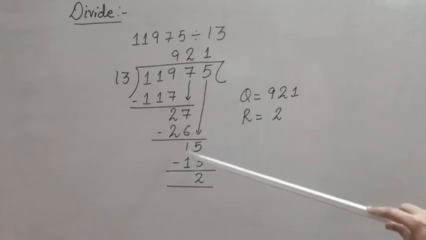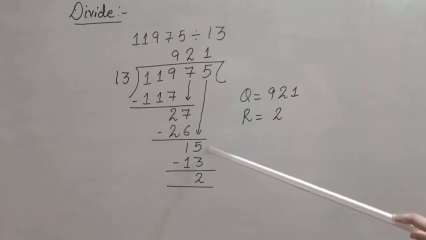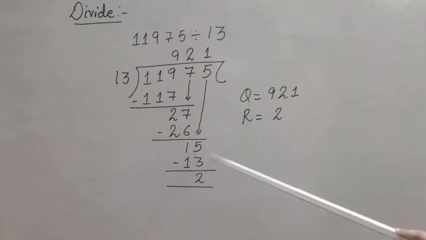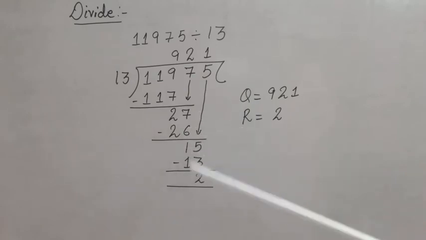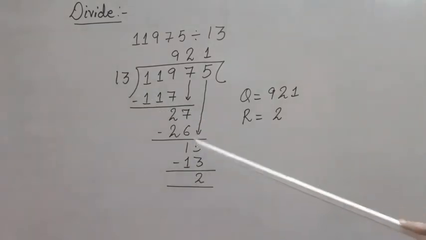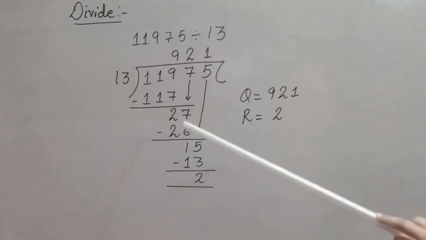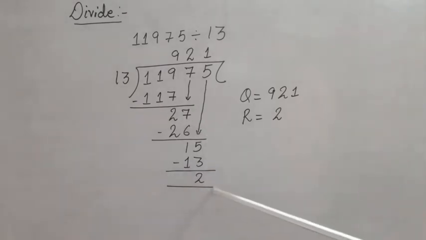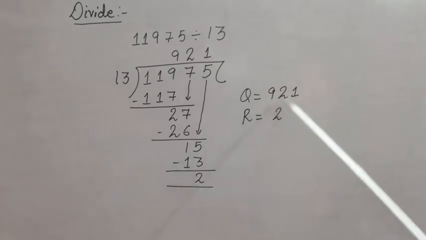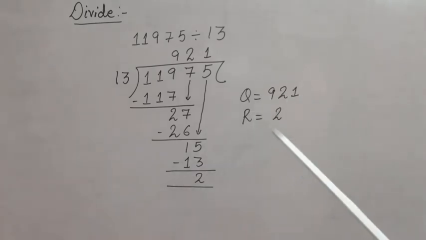7 minus 6, 1. Next digit I will copy, that is 5. So my number is 15. Now I need to see how many times 13 goes into 15. So 13 ones are 13. Now subtract. 5 minus 3, 2. 1 minus 1, 0. So in this way my quotient is 921 and my remainder is 2. I hope you understood. Thank you.